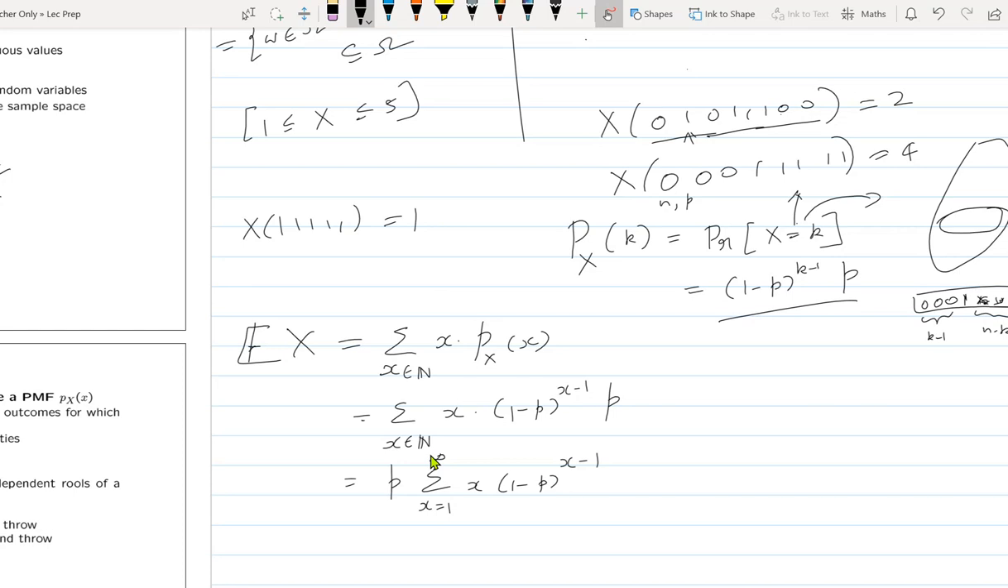It's like differentiation. Why is it differentiation? Yeah, but how do you solve this? Like, this is a summation. How do you solve this?